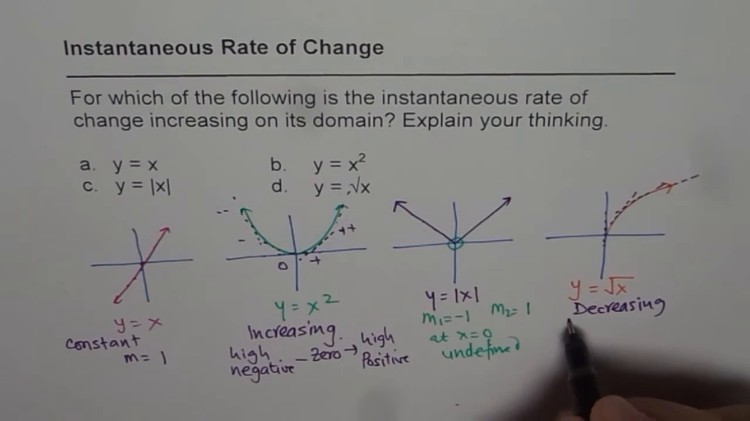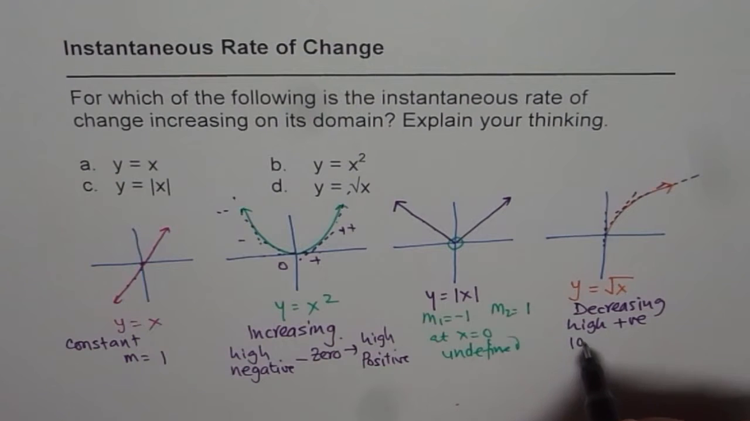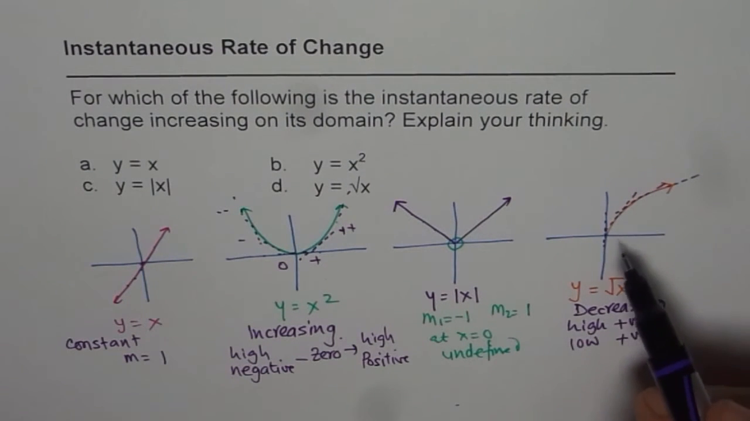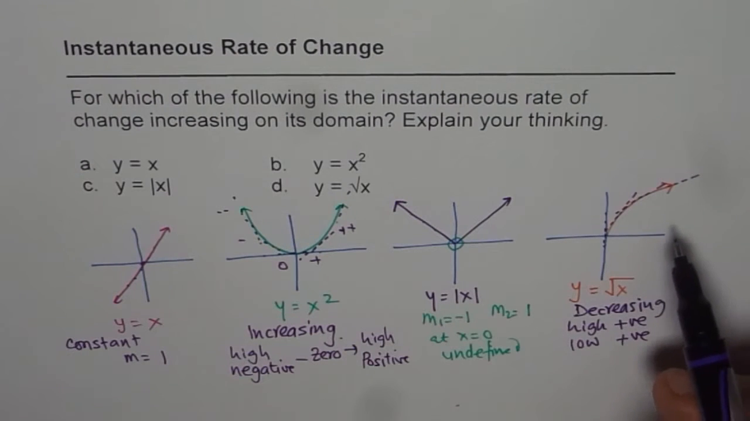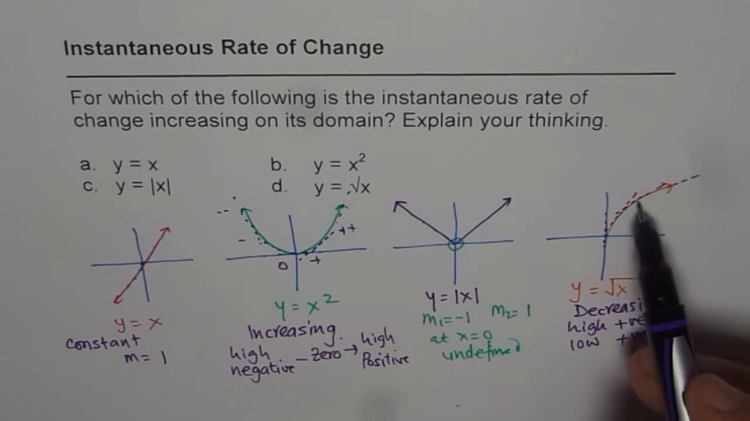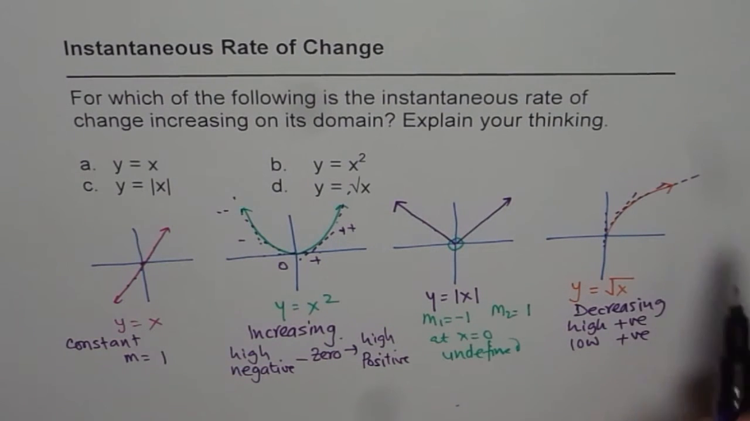It goes from high positive to low positive. Do you see that? That is why we are saying it's decreasing. If you calculate values at different points, you'll find higher numbers initially and then it decreases as the x value increases towards the right side. Correct? So that is how the instantaneous rate of change changes for these functions.